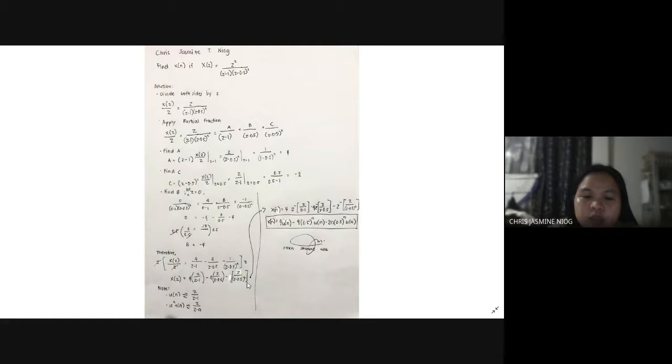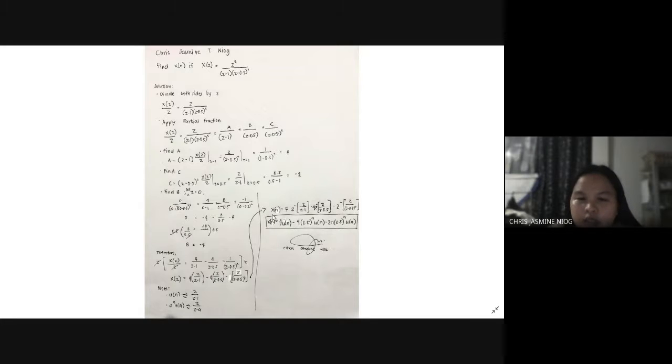From the z transform table, u of n is equal to z over z minus 1. And a raised to n times u of n is equal to z over z minus a, where a is 0.5. So these match, and we can continue with the function.